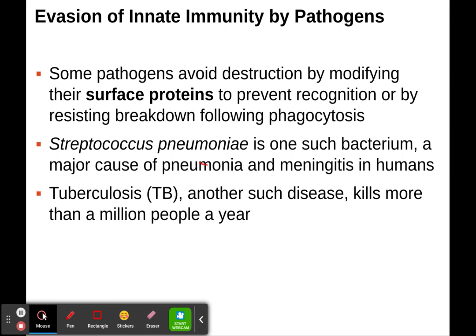Some pathogens avoid destruction. The whole reason that innate immunity can recognize these pathogens is because of the shape of their receptors. There are surface proteins that have a certain shape, and because they have a certain shape, they are recognized by our immune system. But if the pathogens can change their surface protein shape, then macrophages won't detect them.